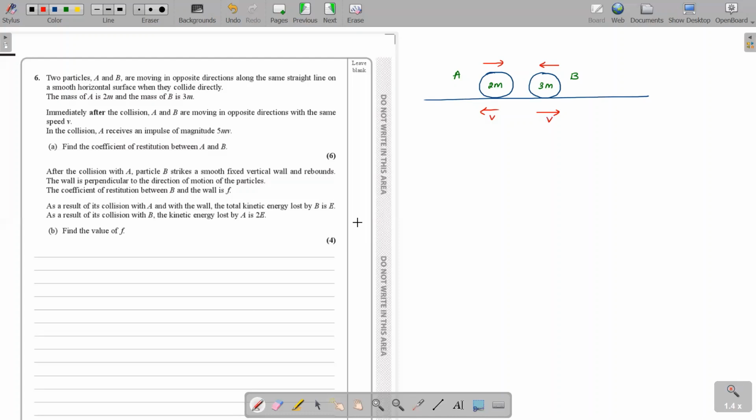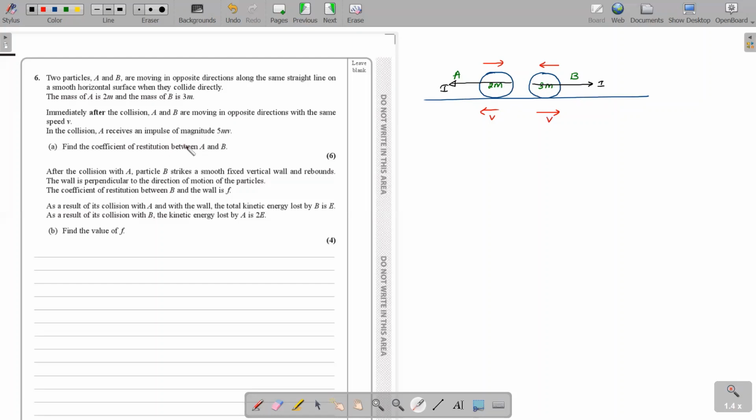So they say in the collision, A receives an impulse of magnitude 5mv. What do we know about the impulse? The impulse received by A is in what direction? When A and B collide, the impulse received by A is in the backward direction, while the impulse received by B would be in the forward direction, isn't it? That's the rule when they collide. This is something you learn in M1. You know, impulse on A, impulse on B.